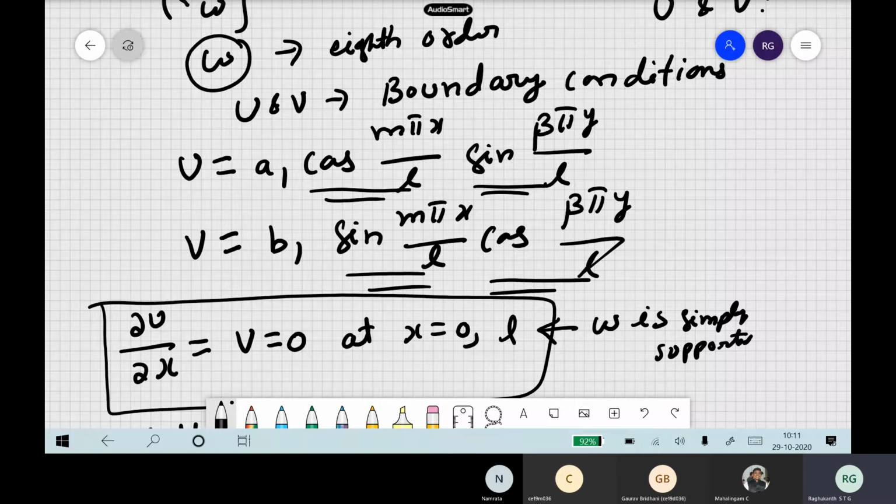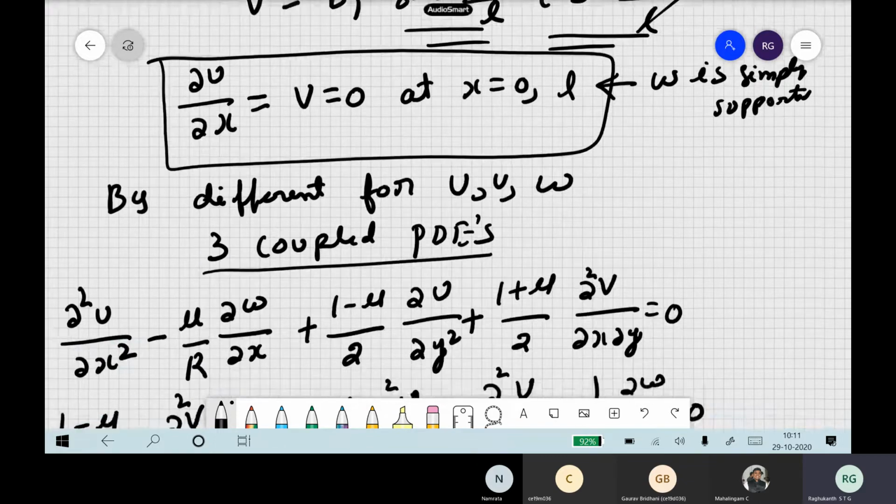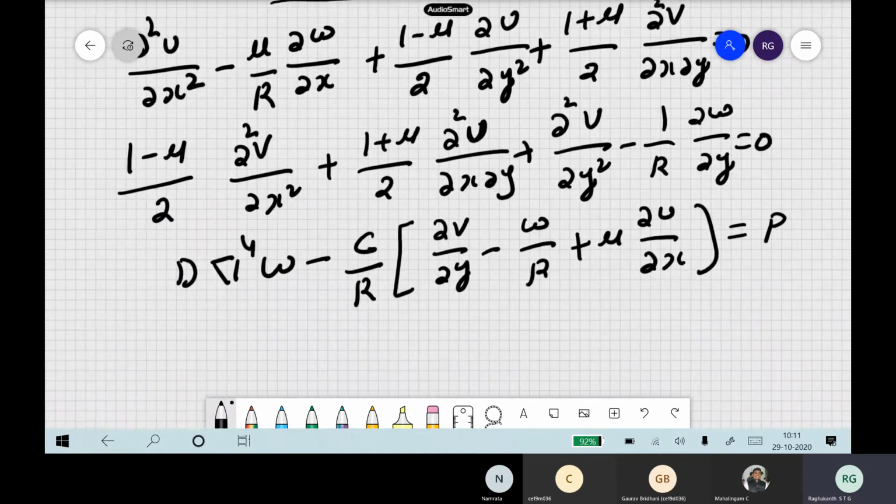So if we have boundary conditions where all of u, v, w have to be simply supported, then you can't use this 8th order equation. So you have to use the 4th order or the coupled PDEs. So this you have to solve. Okay. This is a very important thing which you should remember.